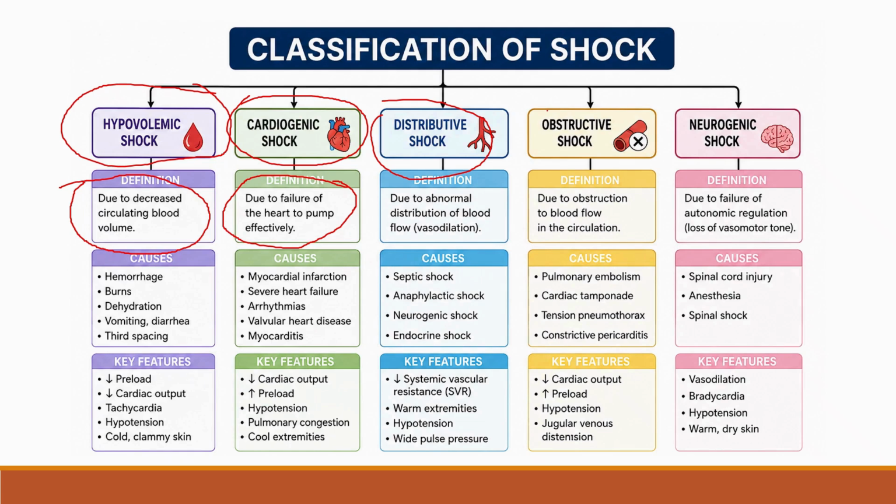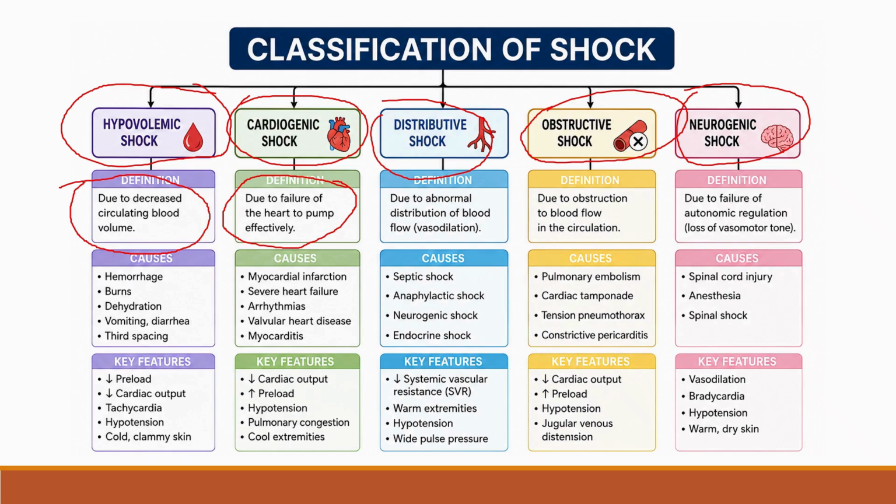And the obstructive shock. In the obstructive shock, any obstruction, any blockage in your blood vessels will lead to the obstructive shock. And the neurogenic shock is due to the failure of the autonomic nervous system, or the autonomic regulation, which will lead to the neurogenic shock. So these are the 5 types of shock you need to remember, and their definitions are here. Causes also I have given.